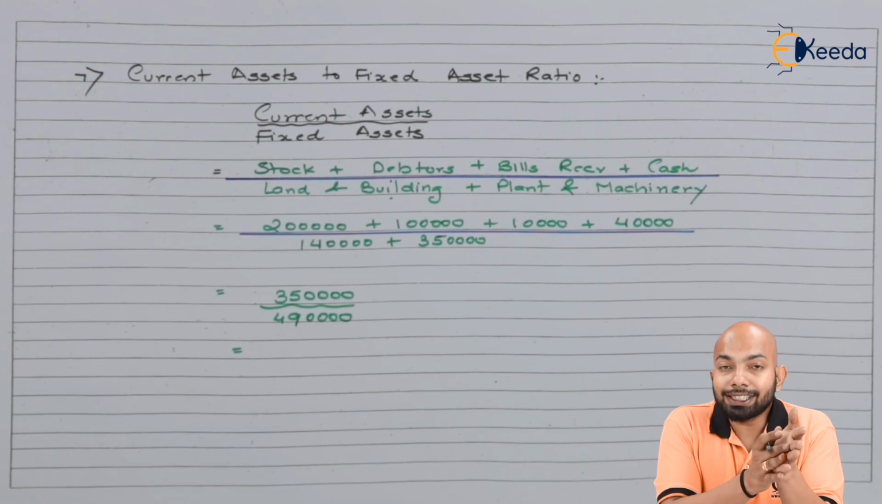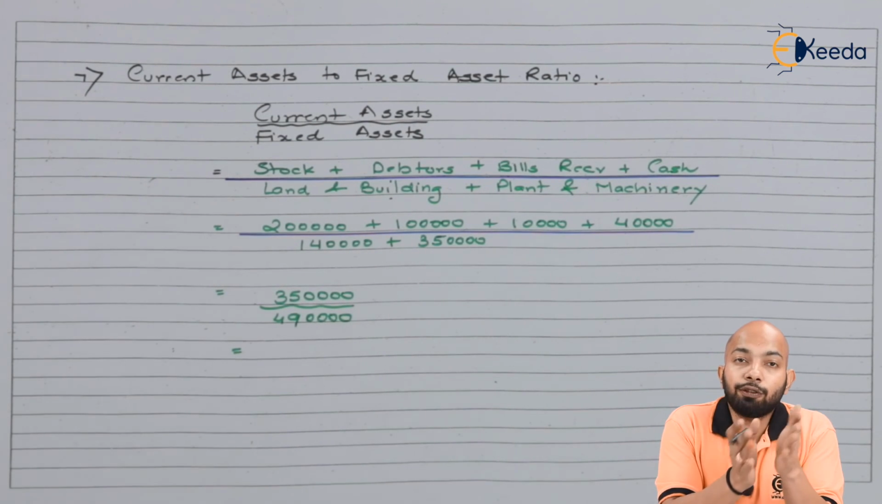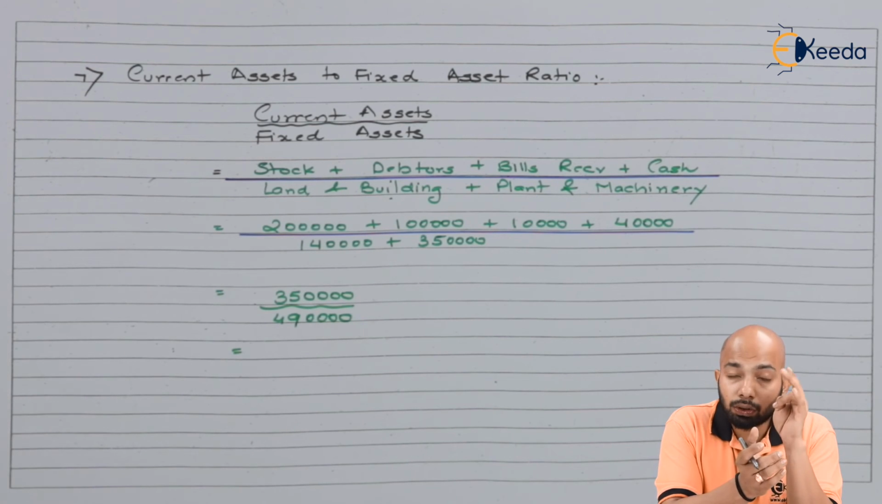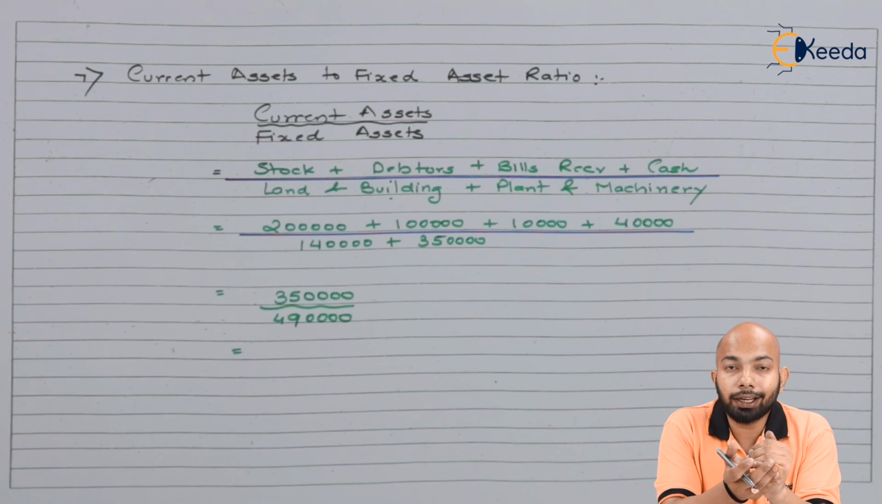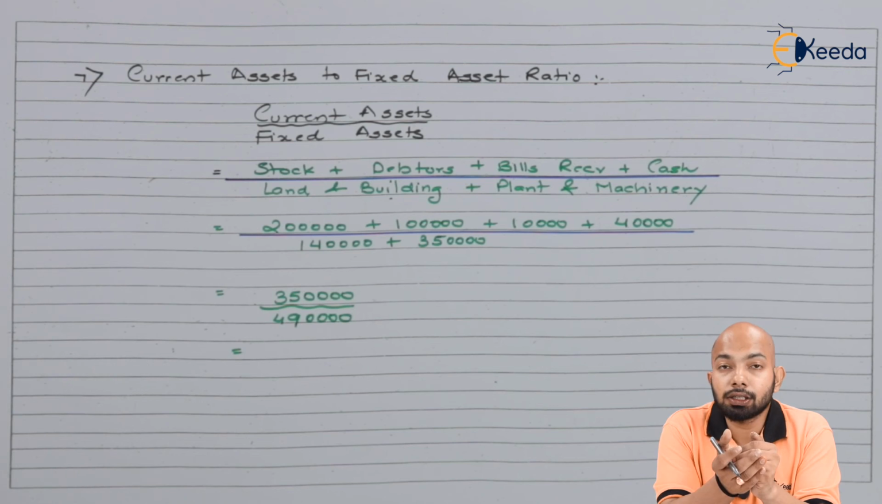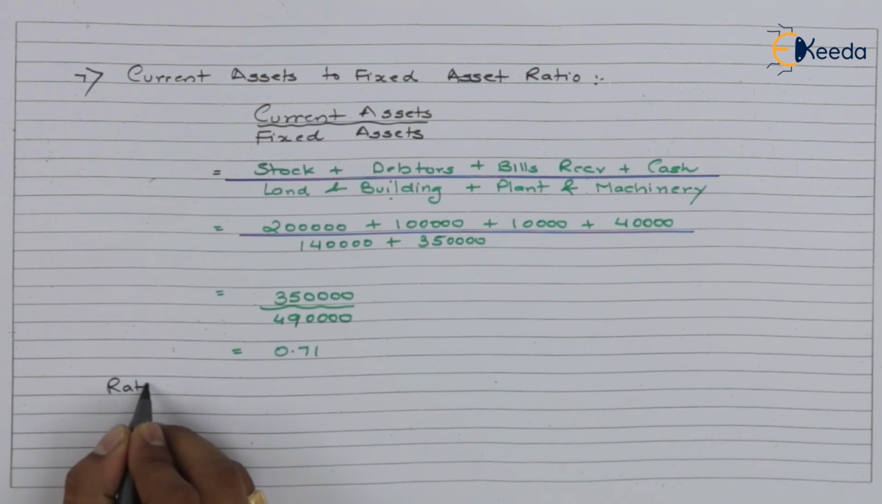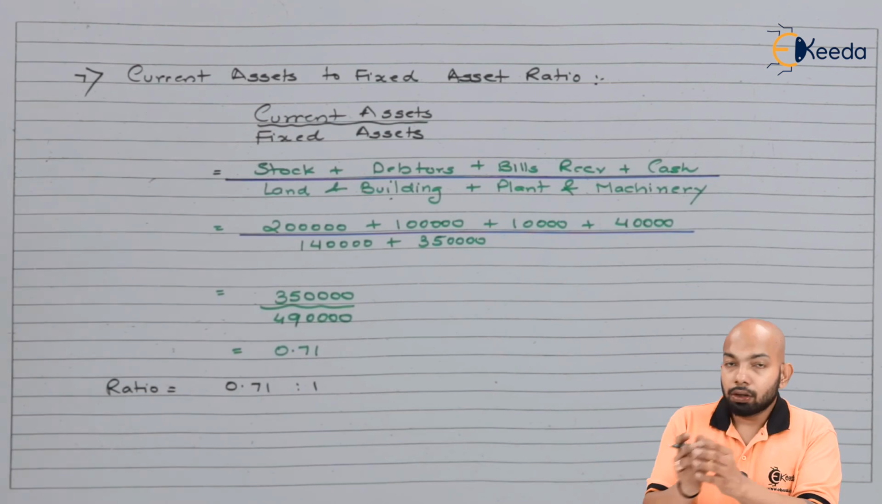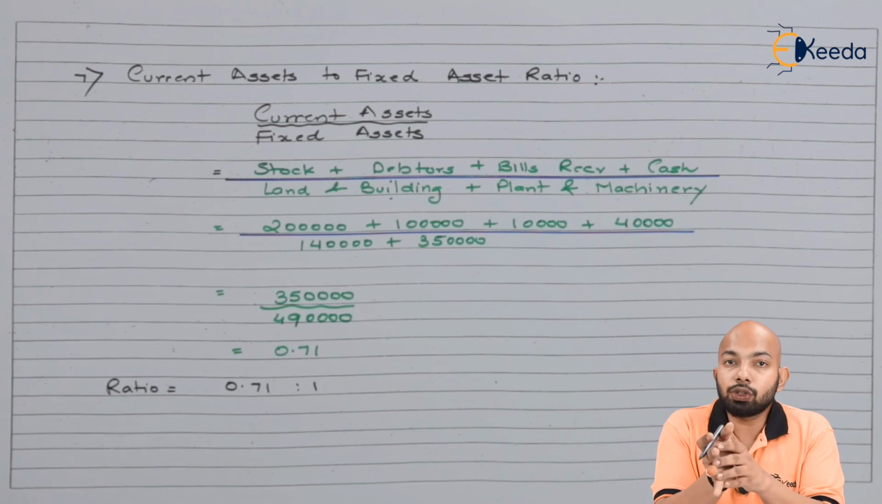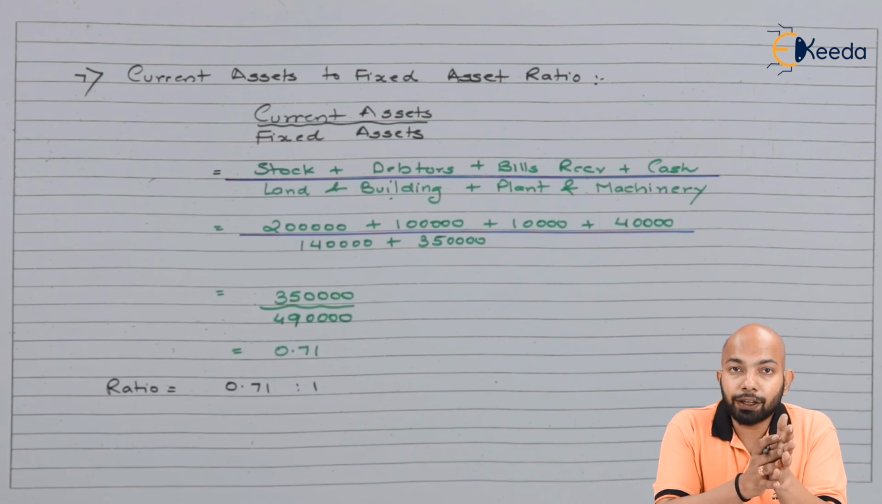So the total for fixed assets is 4,90,000. The total for current assets is 3,50,000. So 3,50,000 divided by 4,90,000 is what we'll be finding the answer for. So the ratio is 0.71 is to 1. That is the exact ratio that we have to figure out.